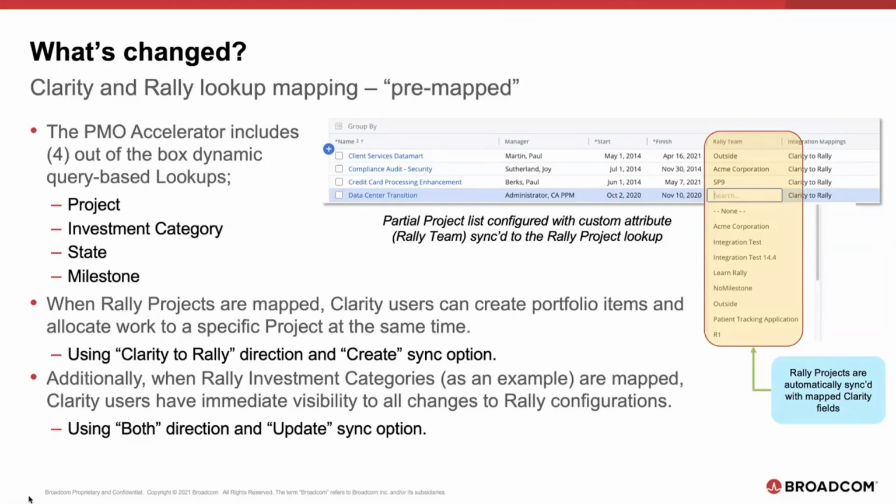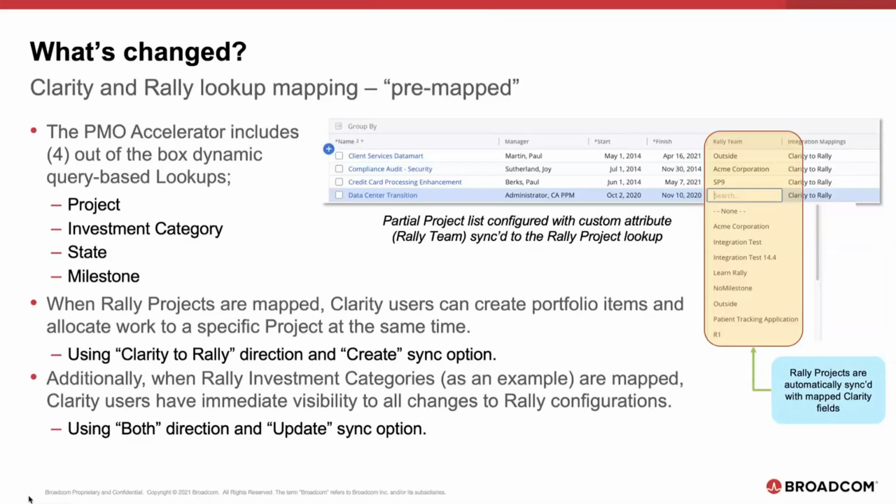Once configured, those same lookup values are automatically available in Clarity and Rally. So let's use the example that's on the screen here. I've got a Clarity custom attribute that I've created, and I've named it Rally Team. When a Clarity user from within an investment selects the Rally Team pull down, they'll see the same list of values displayed to the Rally users. When the Clarity user selects that value, Acme Corporation, the Rally project value for the mapped object will be updated to the same value, of course, when the sync job runs.